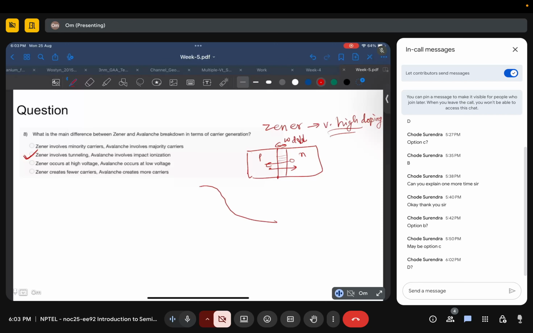They explained it through the band diagram also. So if this depletion width is very thin, electrons go from here to here, right? This Zener case, this is tunneling.